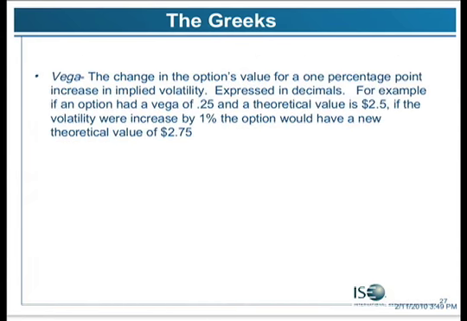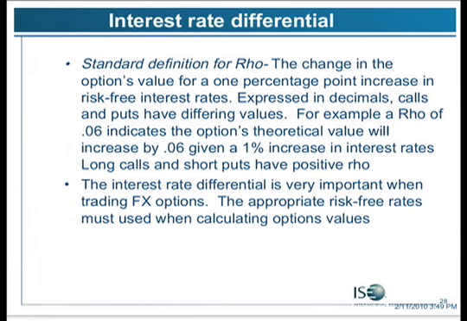Vega measures the risk of being long or short an option based on volatility. Volatility, or the expected move, is going to change every day. So I might see that if an option had a vega of 0.25 and the theoretical value is 2.50, if the vol went up 1 unit the next day, the new theoretical value would be 2.75. Of course, it could move down by that same 25 cents.